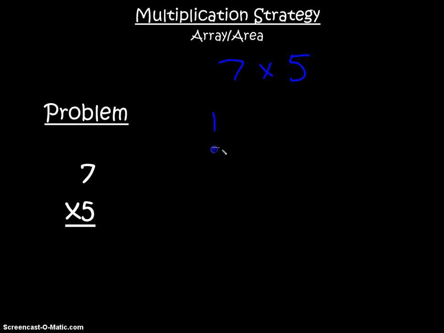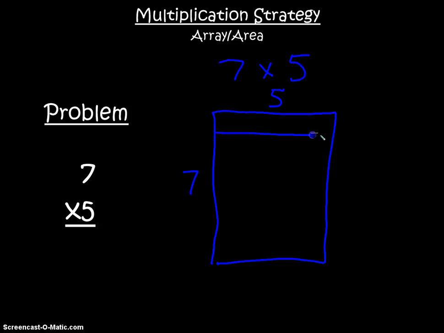So first we're going to draw our rectangle. And I said that we would have a 7 by 5 rectangle. So this rectangle is 7 units tall and 5 units wide. To show that, we're going to divide this into squares. So we're going to make 7 rows.